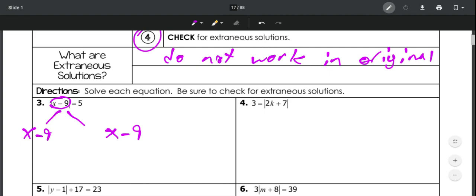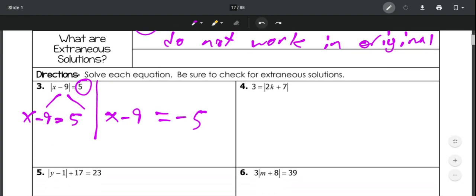And then we need to set those equal to something. So we're going to set it equal to 5. So equal to 5 is one case. Then equal to negative 5. That's the only difference between these two: this one's negative, this one's positive. That's all you have to do. And then the rest you just work out like it were a normal equation that you were solving.